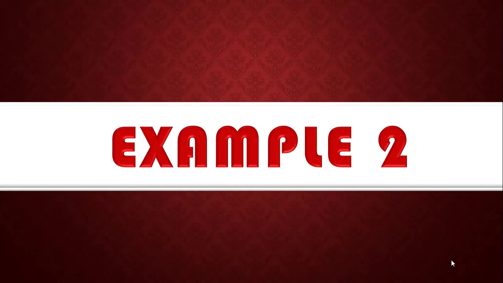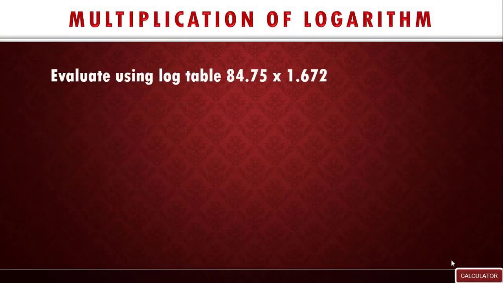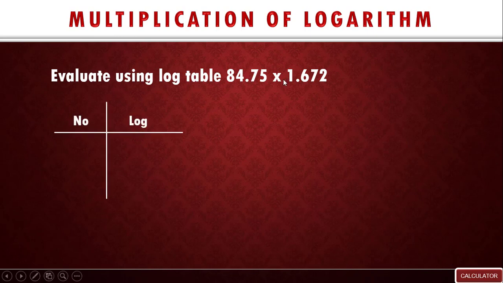Okay, let me show you example 2. Example 2, we are asked to evaluate using log table 84.75 multiplied by 1.672. The very first thing you need to do is to draw your number log, and then the next thing is to arrange your numbers. Since we have two numbers here with multiplication between them, let's arrange it. And the next thing is for us to determine our log.